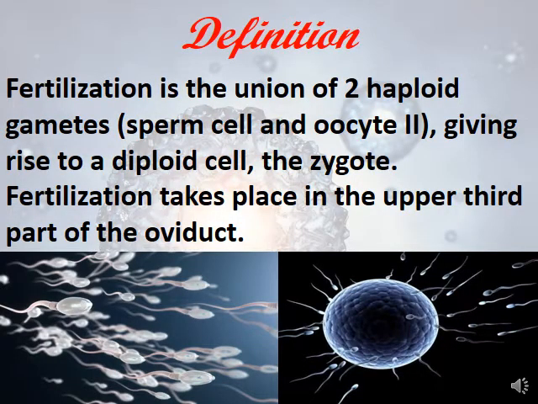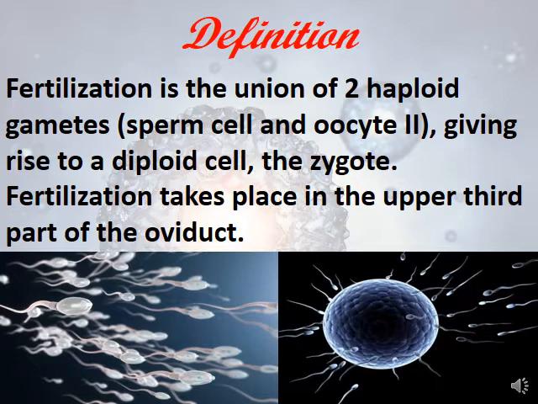What is fertilization? Let's start with a definition. Definition of fertilization: it's the union of the two haploid gametes, the sperm cell from the male and oocyte 2 from the female, giving rise to the diploid cell, which is the zygote. So these two haploid gametes unite with each other to give the diploid cell. This process takes place in the upper third part of the oviduct, or the fallopian tube.